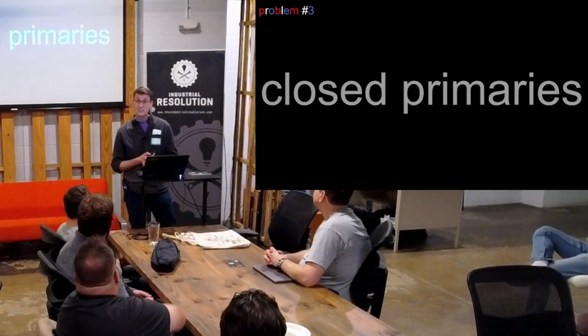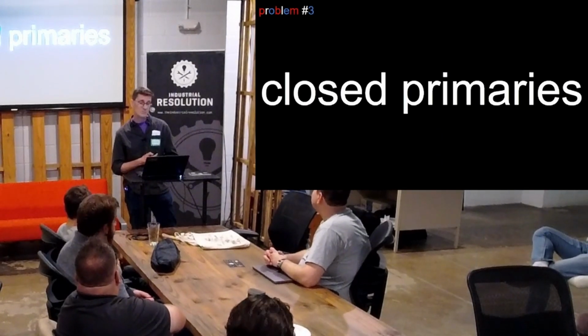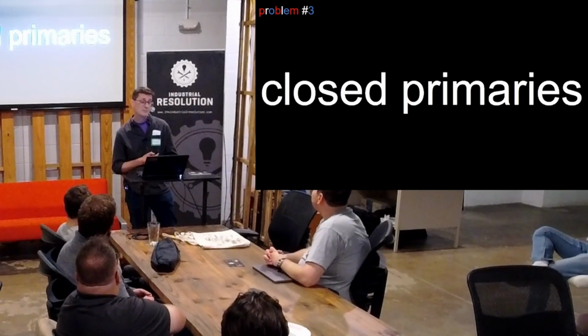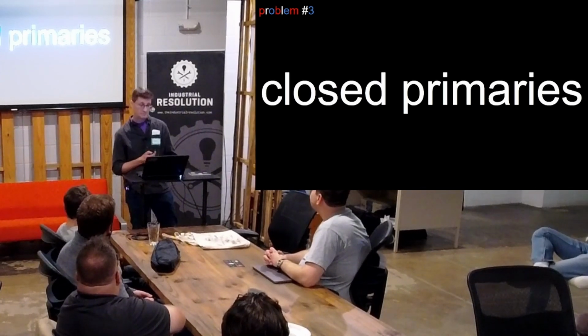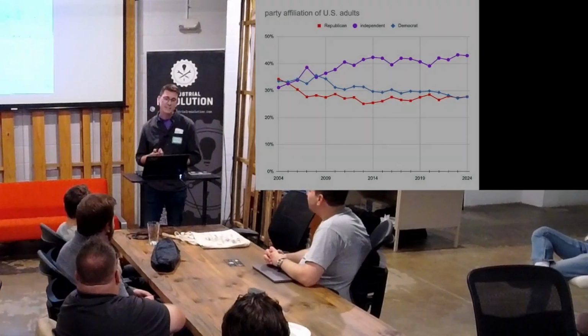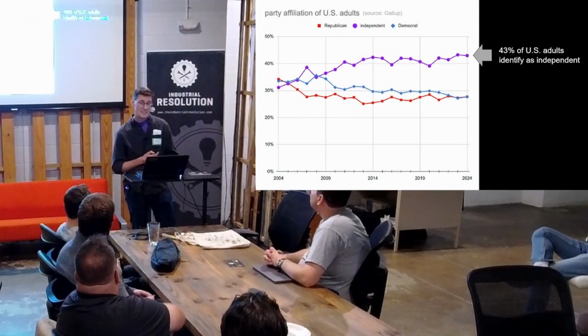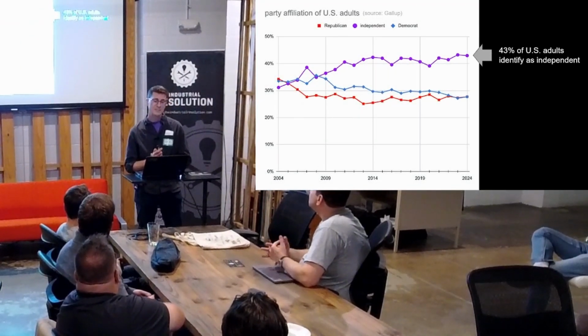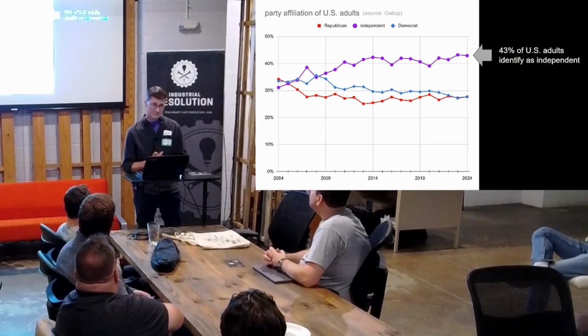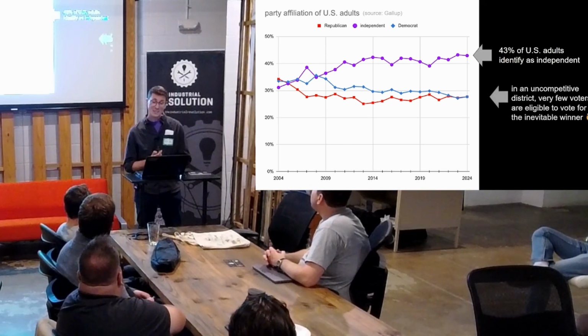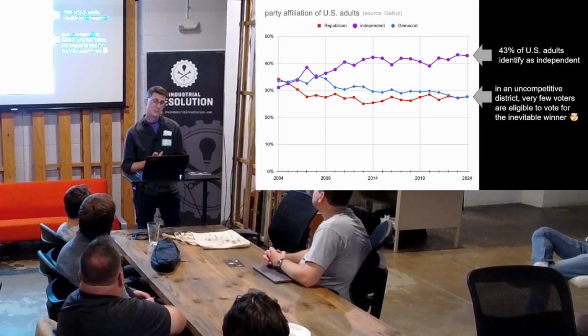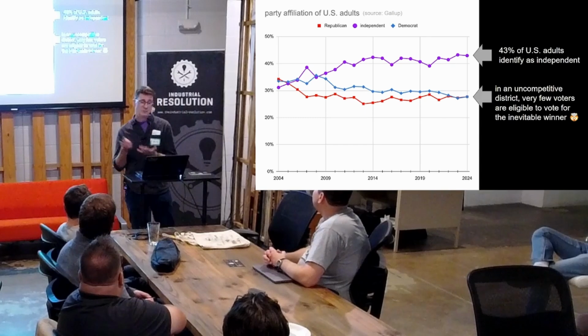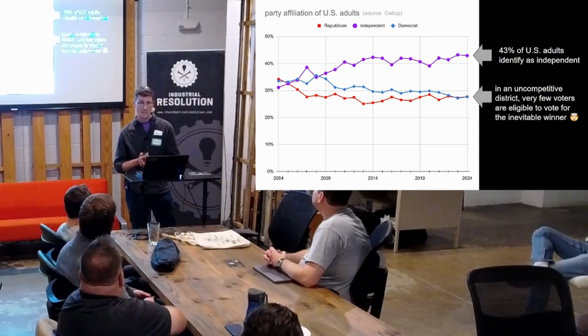Problem number 3, closed primaries. A closed primary is a primary where a voter can only vote in the primary for the political party they're registered with. And if they're independent, then they can't vote at all. This is how Pennsylvania primaries currently work. The problem with that is the number of independents has been increasing, and today 43% of US adults aren't affiliated with either political party. That means that in an uncompetitive district, very few voters are eligible to vote for the inevitable winner. With such a small number of people deciding the winner, the influence of money is magnified, which brings us to the next problem.